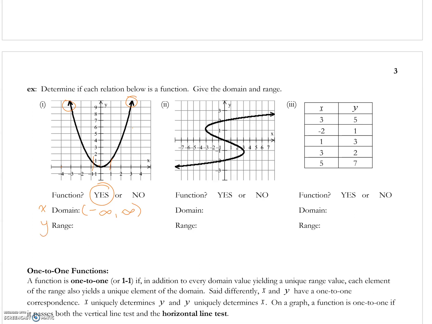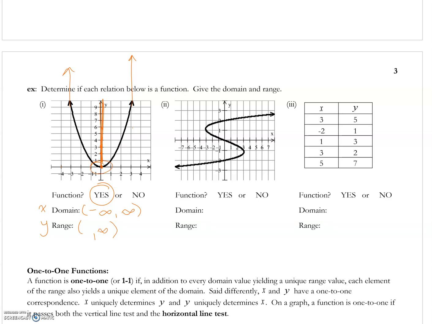When I look at the range, I'm looking at the y values. So looking up and down, I see that I have values 0, 1, 2, 3, 4, 5, 6, 7, 8, 9, and then these arrows going up forever. So I'm kind of thinking the same way about my domain with my range. It goes up forever to infinity.